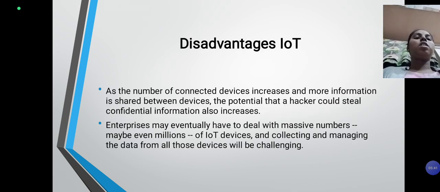The disadvantages of IoT: as the number of connected devices increases and more information is shared between the devices, the potential that hackers could steal confidential information also increases. So the hacking risk will also increase while more data or information is shared between the devices.